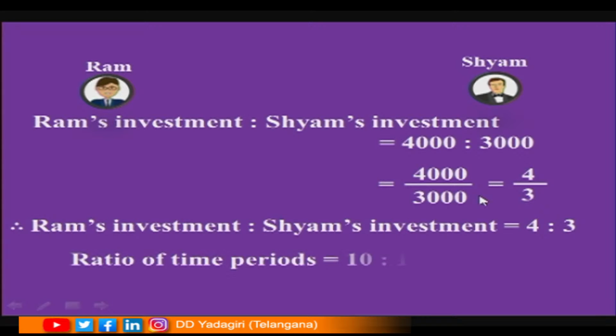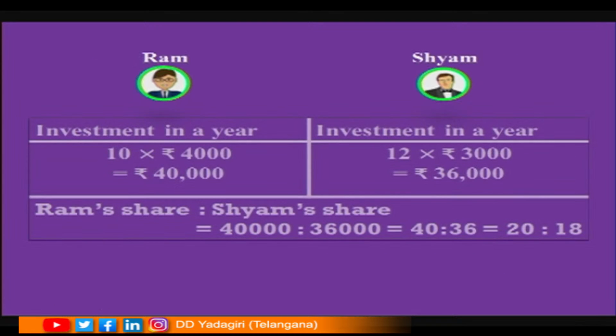Now, children, let us find out the ratio of their time periods. We have seen that Ram has invested for 10 months, whereas Shyam has invested for 12 months. Again, writing this as 10 by 12 and simplifying, we get the ratio as 5 is to 6. So, children, we are going to now see how much amount they have invested in a year. So, if you notice, Ram invested for 10 months and per month 4000. So, in the year he has invested 10 into 4000 rupees, which is 40,000.